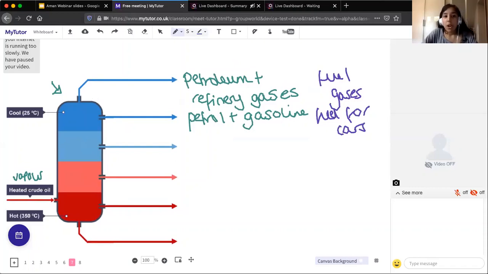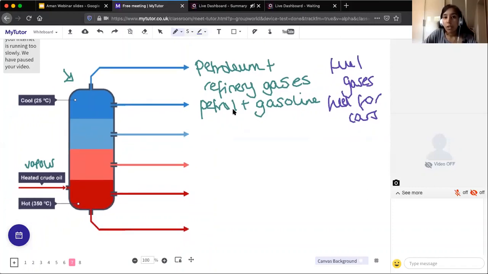Okay, what about the next one? I'll give you a clue. This starts with a K and it's used as aircraft fuel. Good, someone said kerosene. That's exactly correct, and it's used in aircraft. So if you think about the airplanes, it's kerosene, which is used for aircraft fuel. So the top one we said was petroleum and refinery gases, and that is used as fuel gases. Then the second fraction was petrol and gasoline, and that's used for fuels for cars. The third fraction was kerosene, which is used as an aircraft fuel.